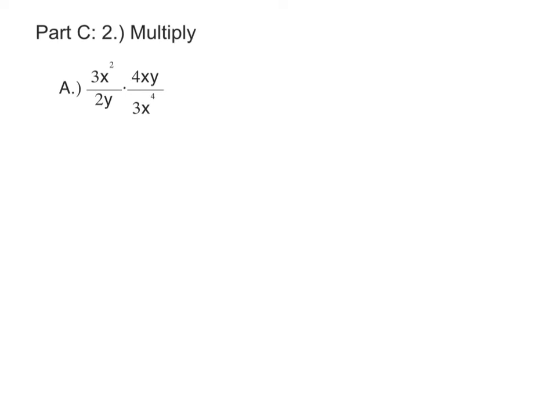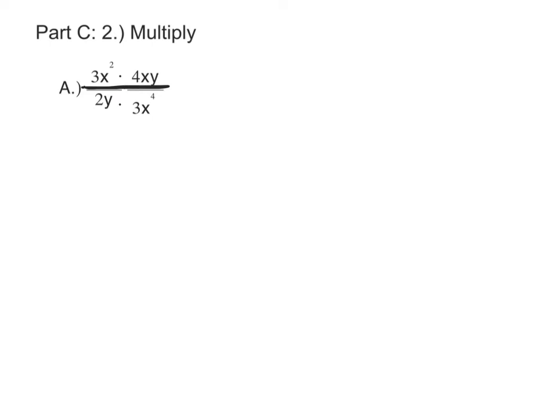Multiplying two fractions together is very similar to simplifying a single fraction because we're just going to cancel common factors. So looking at 3x squared over 2y times 4xy over 3x to the fourth, the common factors are any of the common factors in either of the numerators. So it's basically looking at the numerator as a product and the denominator as a product.